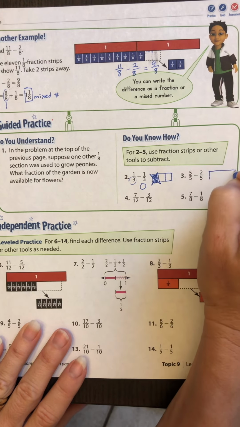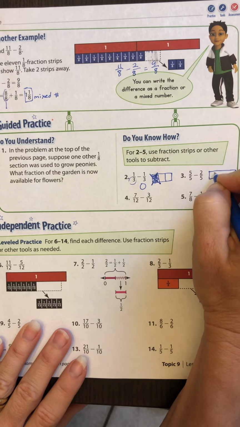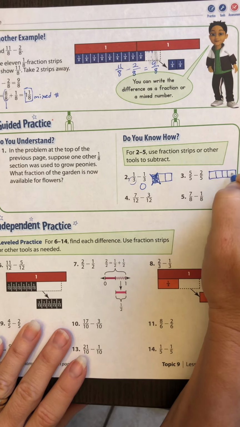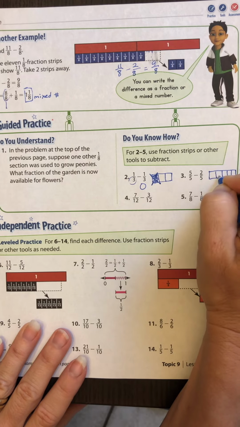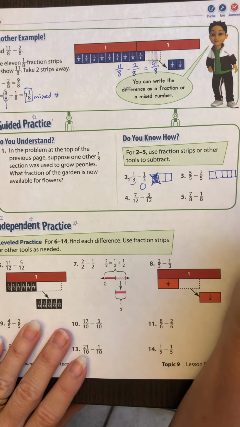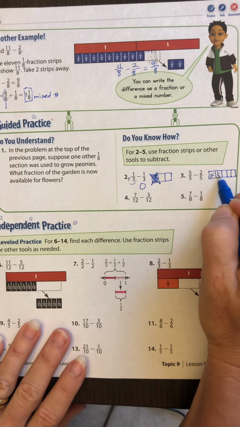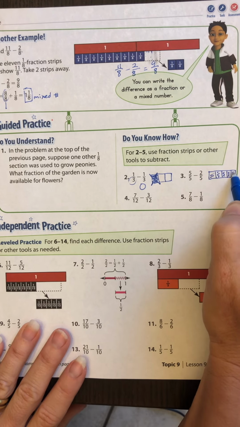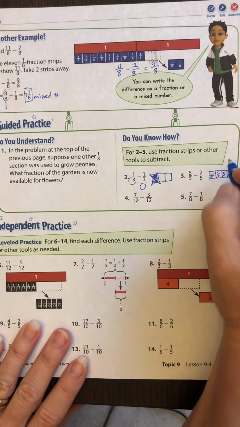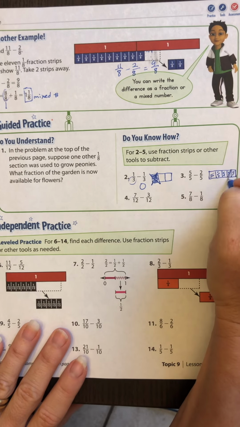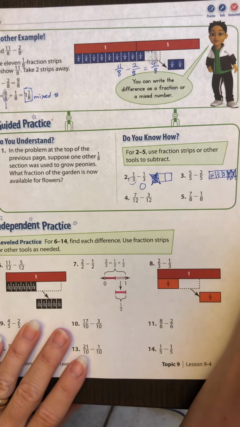That one's a little tricky. So let's look at 5/5. So 1, 2, 3, 1, 2, 3, 4, 5 equal parts. We're pretending that they're equal, and we are going to shade all 5 of those, and we're going to take 2 of those away. Let's take the last 2, 1, 2.